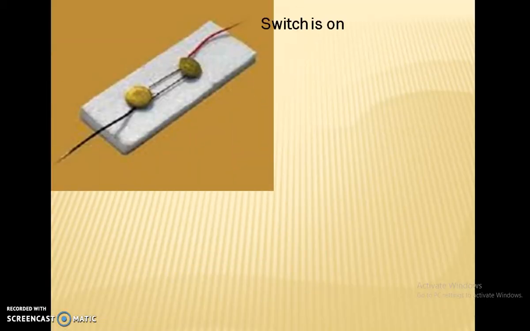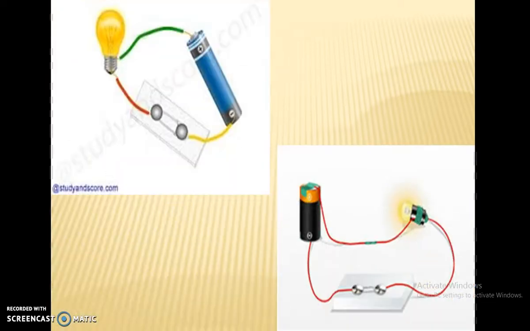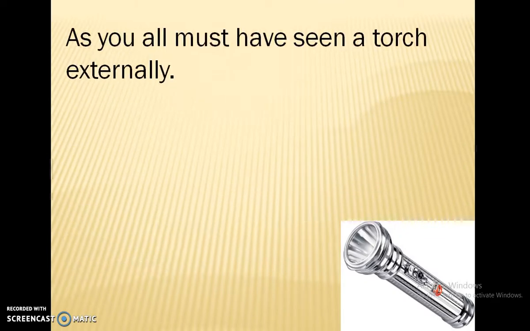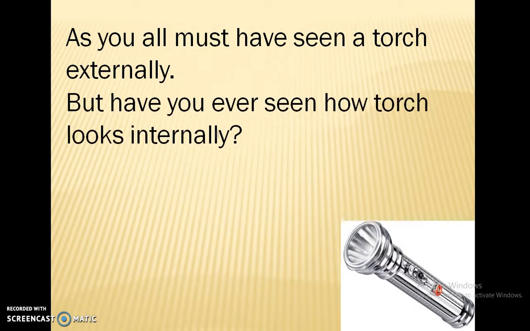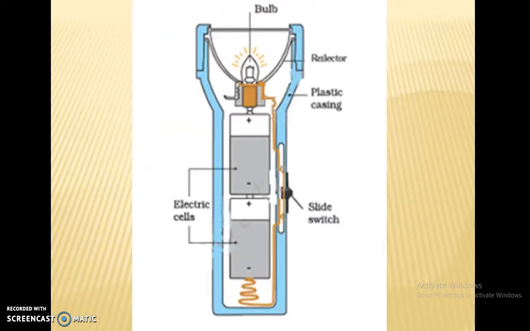Now as you can see on the screen, this is the switch in the on position, and this is the switch in the off position. Alright, let's move on further. As you all must have seen a torch externally, but have you ever seen how a torch looks internally? Let us study and see how a torch looks internally.